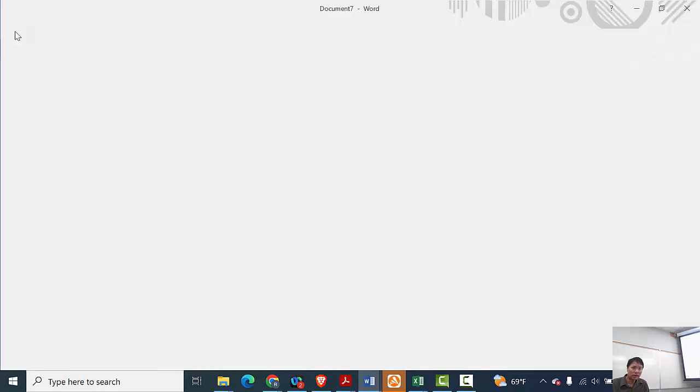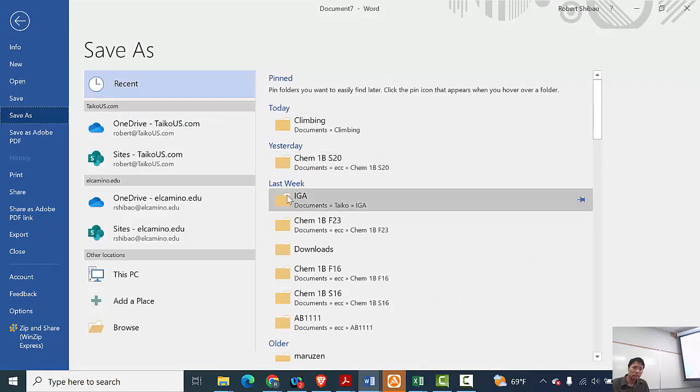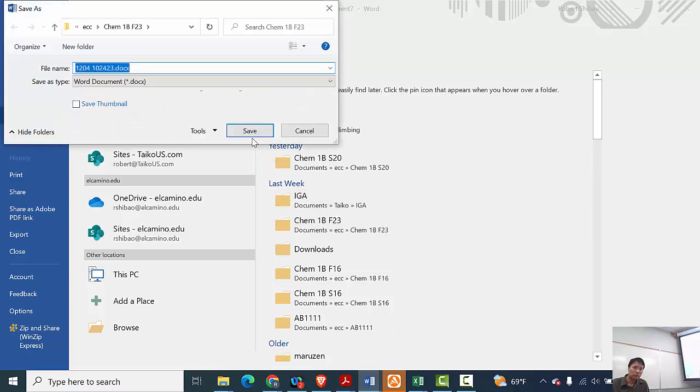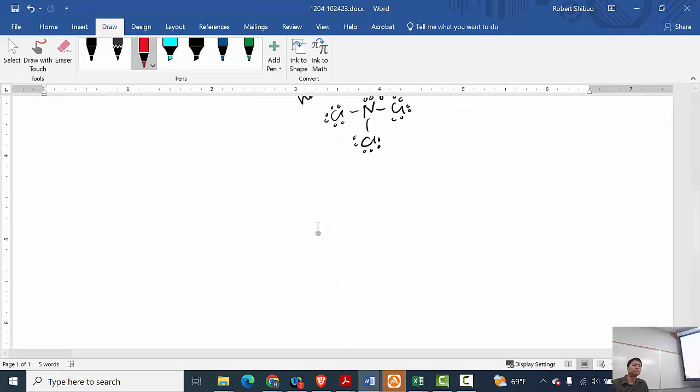Hydroxide is ionically bonded. Let me save this before I lose it. So we have two extremes. This is a covalent bond here. So this is covalently bonded, although this is a polar covalent bond. And then the other extreme would be this.